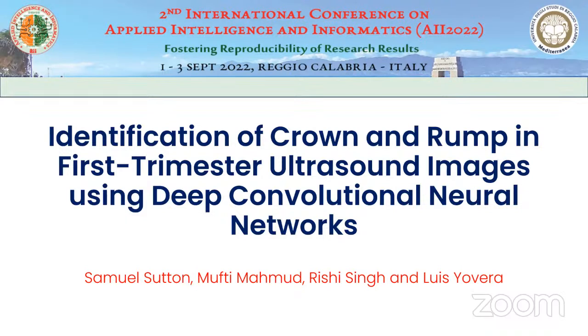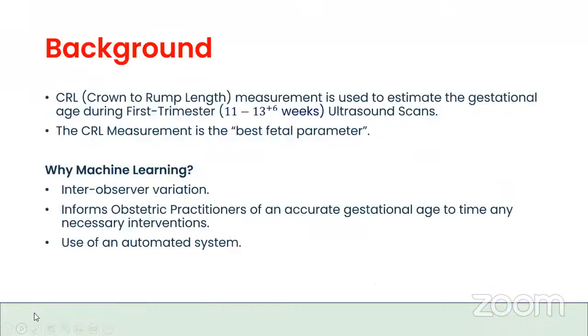Sorry about that. Welcome to the presentation on the identification of crown and rump in first trimester ultrasound images using deep convolutional neural networks. To provide a background into this problem, it is important to understand the importance of first trimester ultrasounds. First trimester ultrasound scans are the first scans that take place in early pregnancy and are used for different purposes, including determining the number of fetuses and determining the gestational age, which is the focus of this paper.